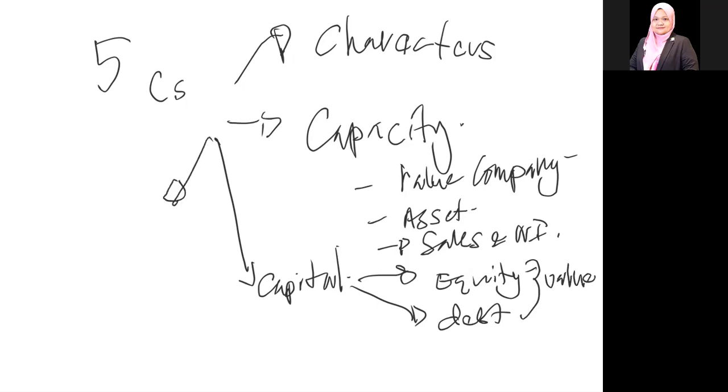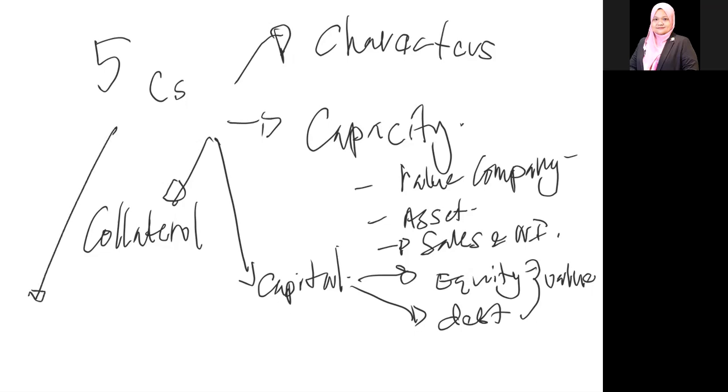Fourth is the collateral. Collateral is an asset which can be secured for any credit. For example, if you take a loan with a bank, but your capacity is not enough to pay the debt, what you have to do is you need to have a collateral. You need to have an asset which can be liquidated. So that's collateral.